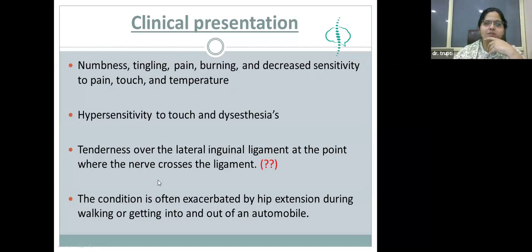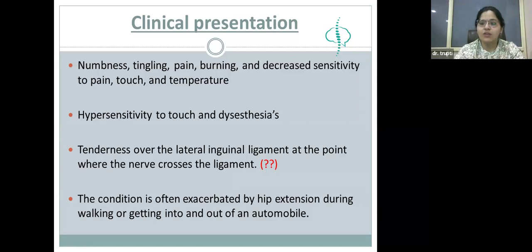There will be hypersensitivity to touch and dysesthesia. Tenderness over the lateral inguinal ligament at the point where the nerve crosses the ligament. There are some points where the nerve is more superficial and crosses the inguinal ligament, that is 1 centimeter medial to the ASIS and 8 centimeters inferior to the ASIS.